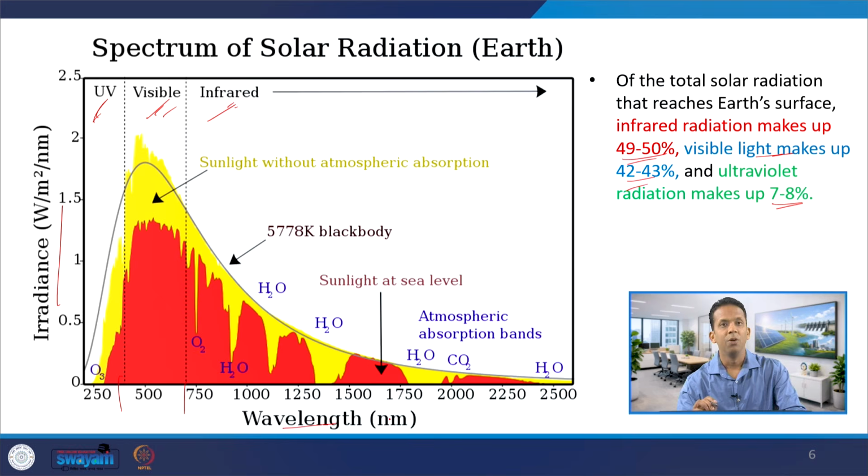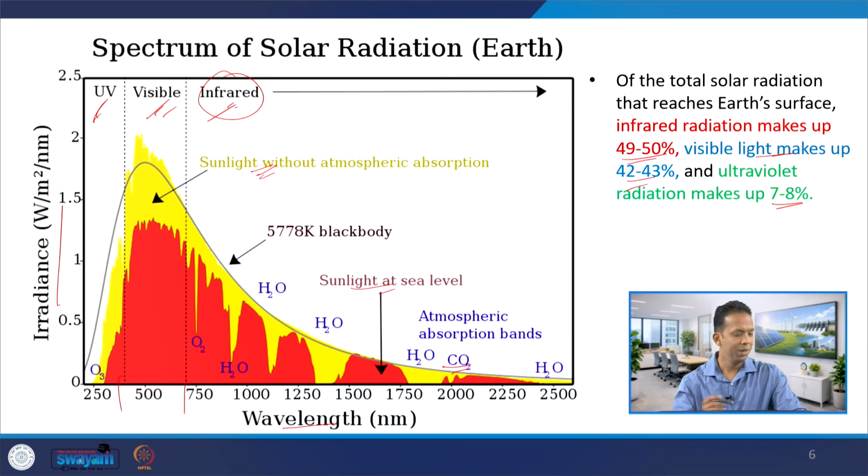Okay. Now, in infrared radiation or in visible light, the yellow part shows the sunlight without atmospheric absorption, and the red one shows the sunlight at sea level. So, water vapor, oxygen, ozone, CO2, these are the greenhouse gases, and they mainly absorb the radiation, and that radiation is infrared radiation.